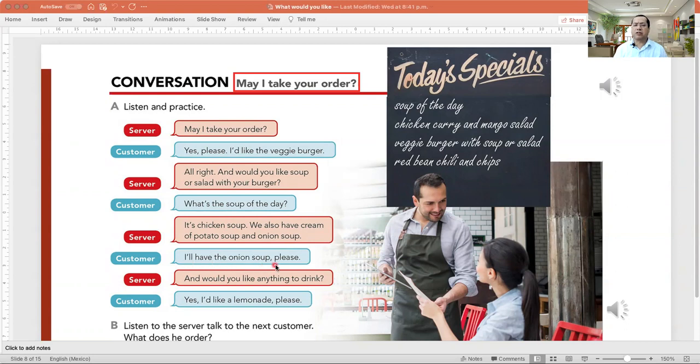I have the onion soup, please, right? Quiero la sopa de cebolla, por favor. And would you like anything to drink? ¿Y le gustaría algo de tomar, algo de beber? ¿Quiere algo de beber? Yes, I like lemonade, please. So, quiero una limonada. Me da una limonada, por favor. Okay, that's what it means. But let's listen to this.